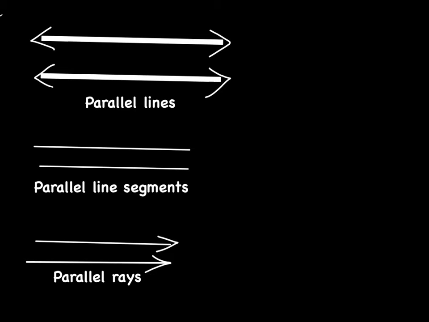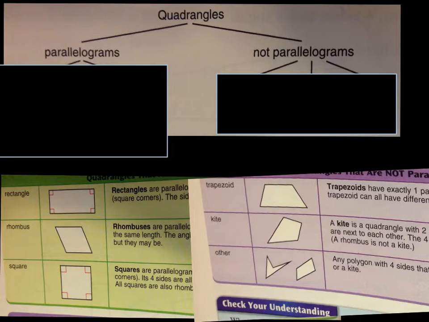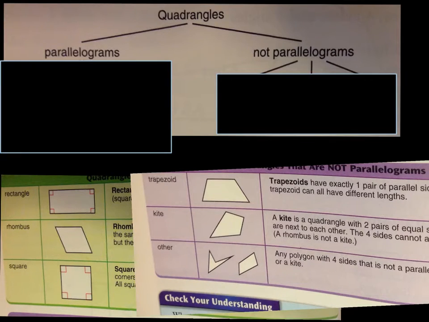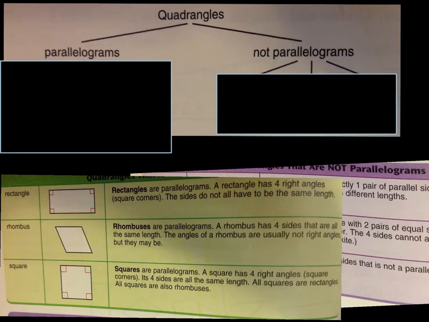One property that we often look at when identifying quadrangles is the number of parallel sides that the shape has. Quadrangles can be classified into 2 types: those that are parallelograms or have parallel sides, and those that are not parallelograms or do not have parallel sides. Turn and tell your partner the name of the 3 quadrangles that are parallelograms. Yes, rectangles, rhombuses, and squares.